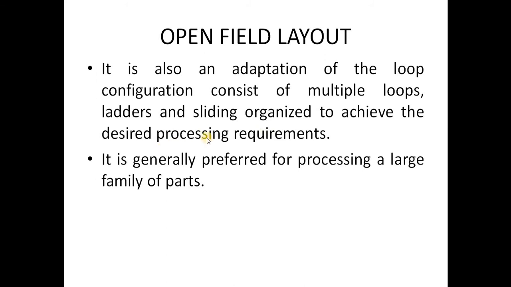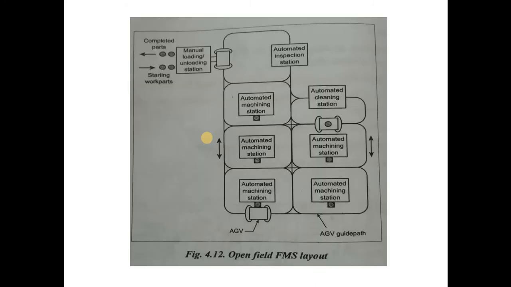Next is the open field layout. This is also one type of adaptation of the loop layout. It is similar to handling multiple loops, ladders and sliding arrangements. See, this is what we have. As usual, the manual loading and unloading part is at one end. We have a sequence of operations. For example, if I am going to manufacture a car, engine assembly is done in one area, then verification is done in one area, drilling and milling in separate areas.